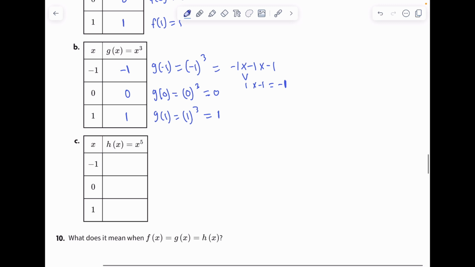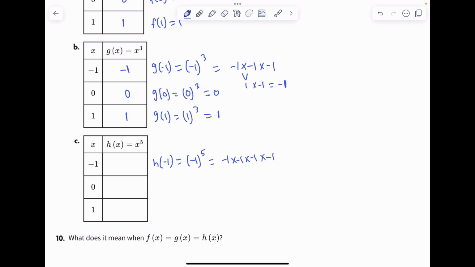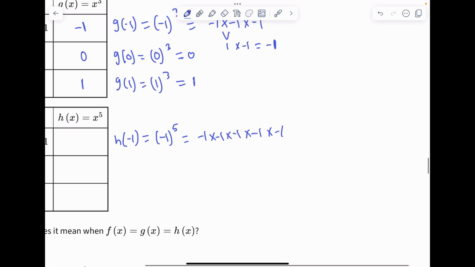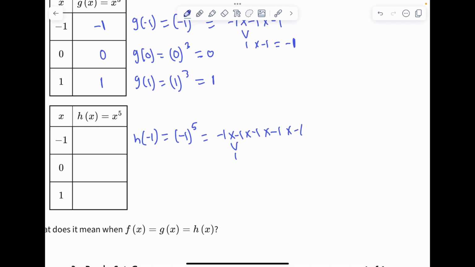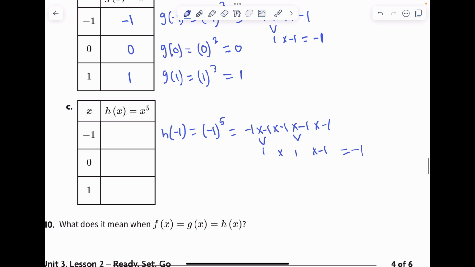Now, h of x is x to the fifth. So I have h of -1 is equal to -1 to the fifth, which is -1 times -1 times -1 times -1 times -1, right? Okay, so we can break this up. This right here will be 1. This right here will be 1. So then 1 times -1 will be equal to -1. So we get -1. H of 0 is equal to 0 to the fifth, which is just equal to 0. Then h of 1 is equal to 1 to the fifth power, which is equal to 1.